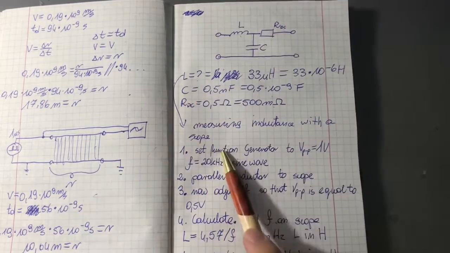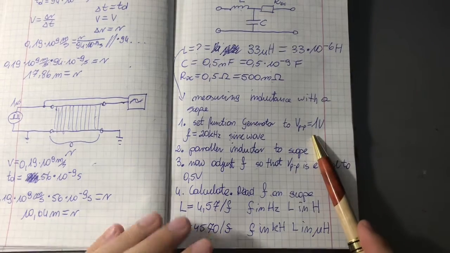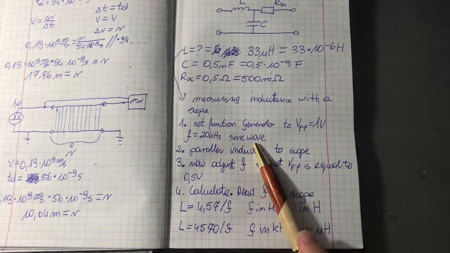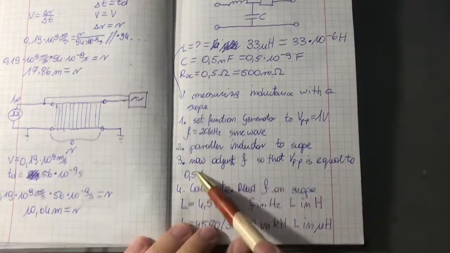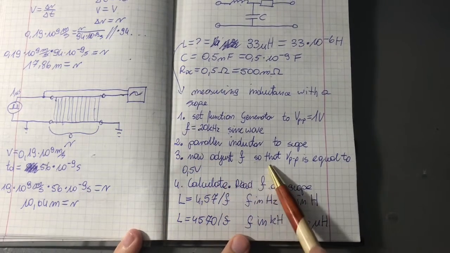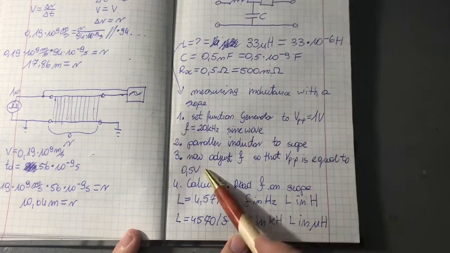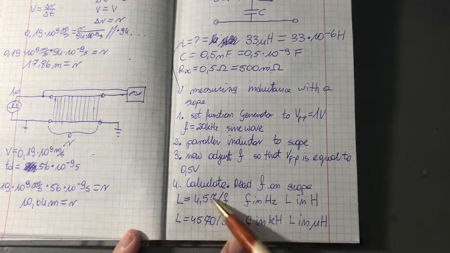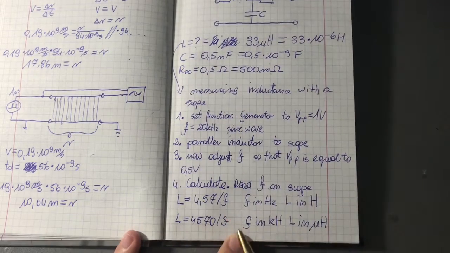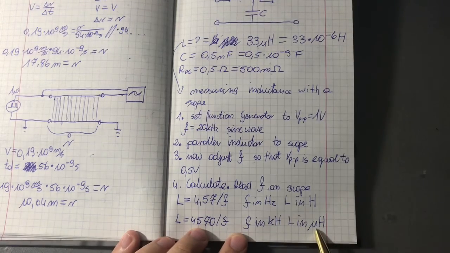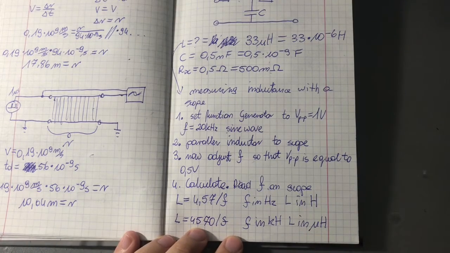Inductance can be measured with these instructions. We just need to set a function generator to 1 volt peak, 20 kilohertz sine wave. Then we need to connect the inductor in parallel to the input of the scope. Then we need to adjust the frequency so the volt peak to peak will be equal to half of this, so 0.5 volts. Then we plug the frequency that we read off our scope into this formula, or this one if we want to have frequency in kilohertz and inductance in microhenry.